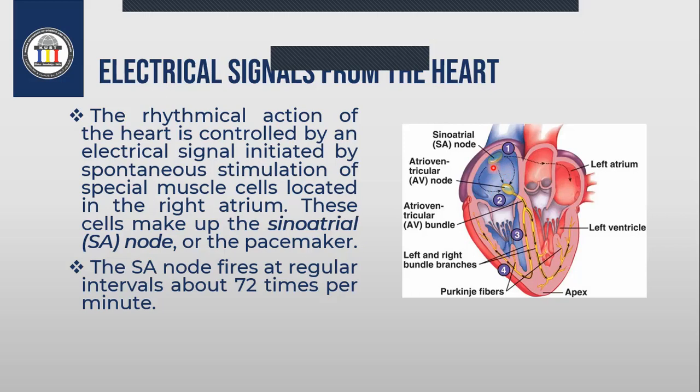Number one, we name it the SA node, or sinoatrial node, and we have the atrioventricular node, which is the AV node. This is number two. Number three, we have the left and right branches of the bundle of His. We name it the bundle of His, and the fourth one will be the Purkinje fibers here. These structures help the signal move from one side to another.